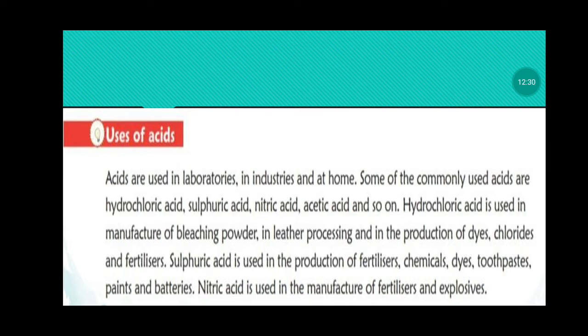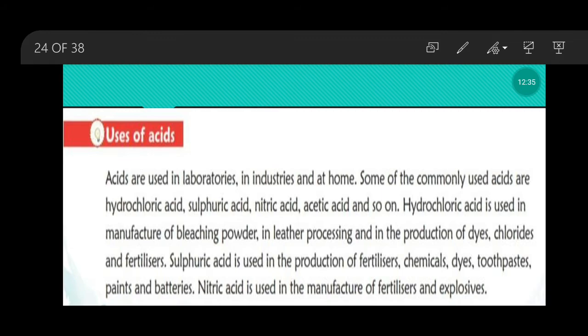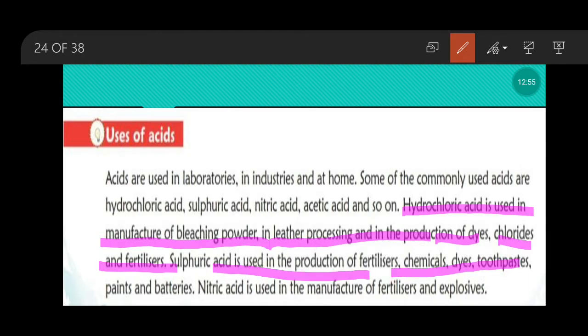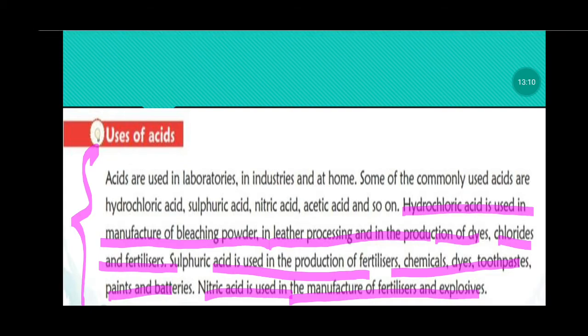Hydrochloric acid is used in the manufacture of bleaching powder, in leather processing and in the processing of dye. You just mark this, it is important, that hydrochloric acid is used in the manufacture of bleaching powder, in leather processing and the production of dyes, chlorides and fertilizers. So these things are produced by hydrochloric acid. Sulfuric acid is used in the production of fertilizer, chemical dyes, toothpaste, paint and batteries. Whereas nitric acid is used in the manufacture of fertilizer and explosives. So these are the different uses of acid. You can write down point by point in your copy so that it gets remembered. I will ask this in the classes.